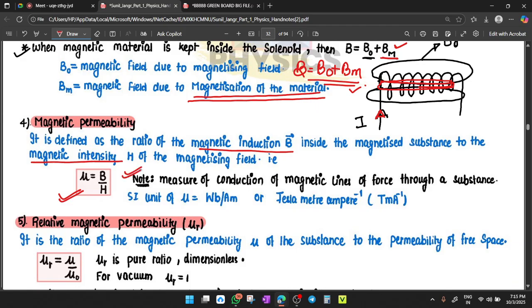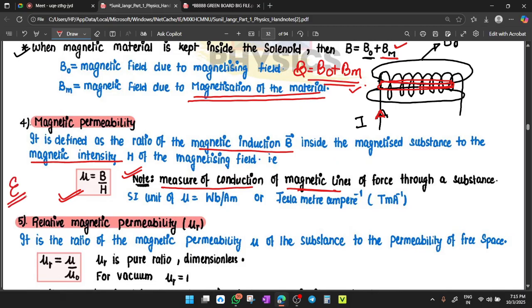Yes, so this is a qualitative definition. It is the measure of conduction. And conduction means what is the amount of easiness it will provide to the magnetic lines of forces for passing through the substance, which is called permeability. Clear? So, permittivity is epsilon.